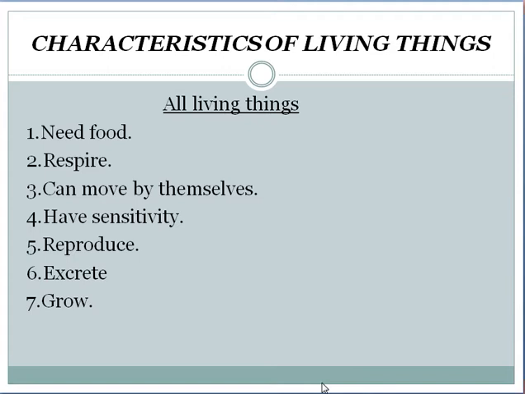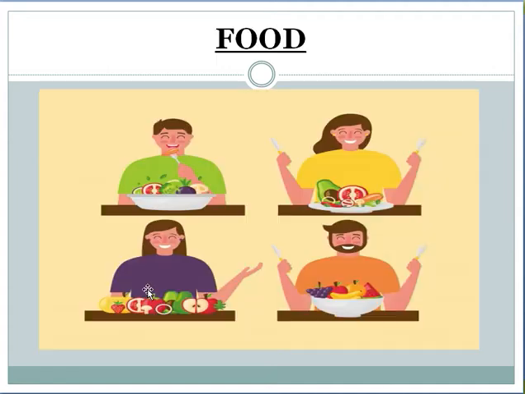Students, all living things need food, respire, can move by themselves, have sensitivity, reproduce, excrete, and grow. Students, we will learn about all the characteristics of living things one by one. Number 1 is food.